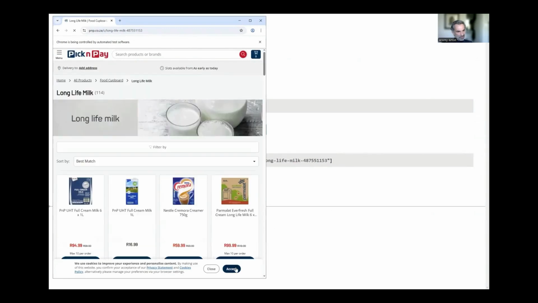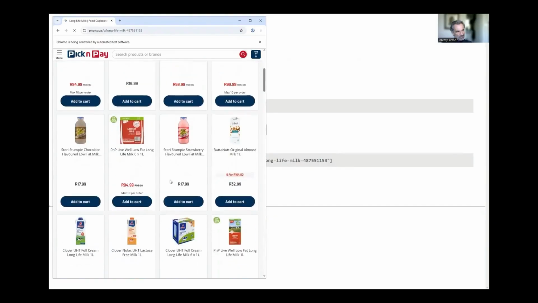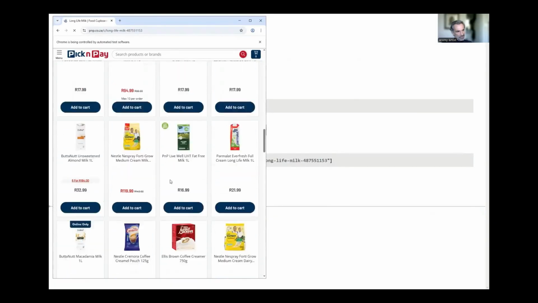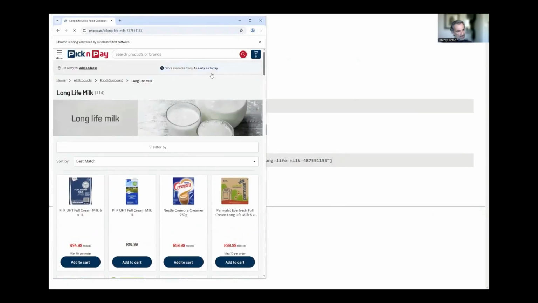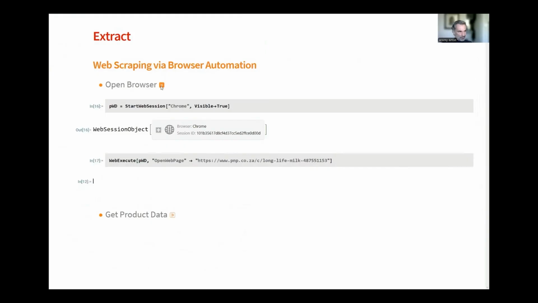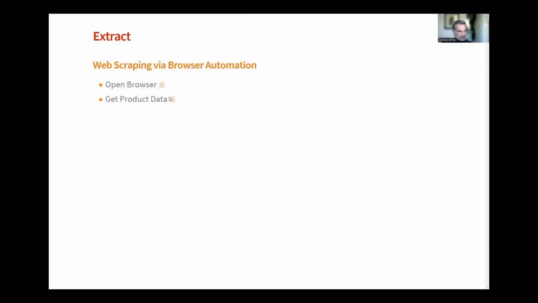Here we can see the Pick and Pay online store page open, and you can see Chrome is being controlled by automated test software. What we want to do is get all these product details into Mathematica so we can further work with that data. So let's get that product data.